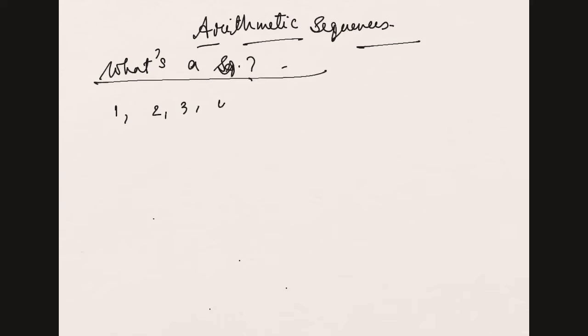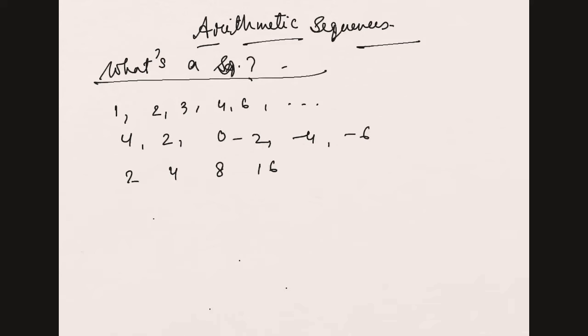So what is a sequence? It can be said that a sequence is a set of quantities arranged in a definite order, like 1, 2, 3, 4, 5, 6, all natural numbers, or even 4, 2, 0, -2, -4, -6, or 2, 4, 8, 16, etc. Now, these are all examples of sequences.